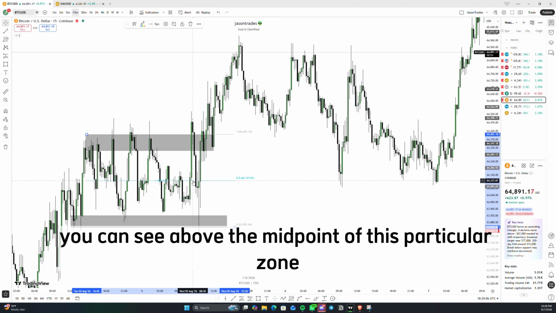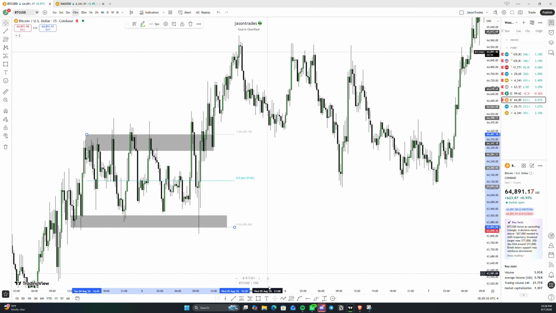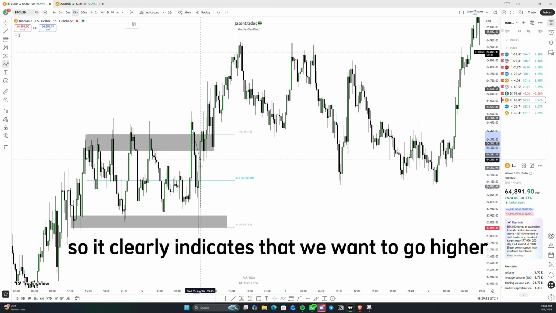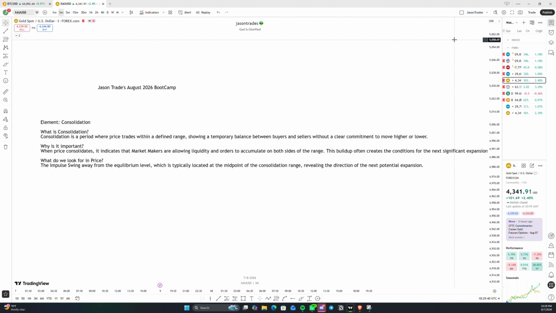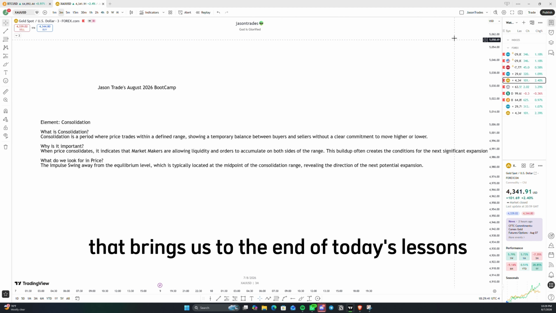So you can see above the midpoint of this particular zone, price is expanding. So it clearly indicates that we want to go higher from here. So you can see how price went higher from that point in price action. That brings us to the end of today's lesson.